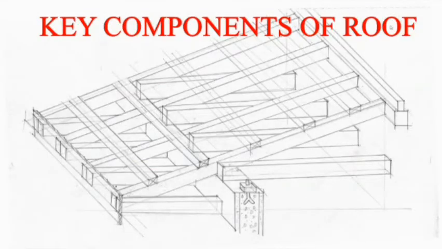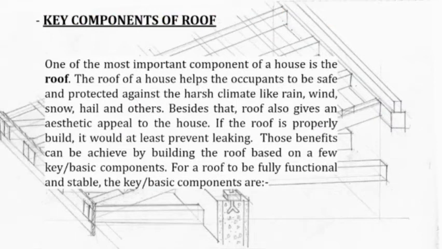Next, key components of a roof. One of the most important components of a house is the roof. The roof of a house helps the occupants to be safe and protected. Besides that, the roof also gives an aesthetic appeal to the house. For a roof to be fully functional and stable, the key or basic components are as follows.